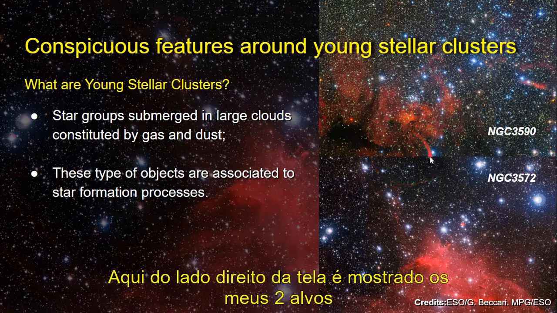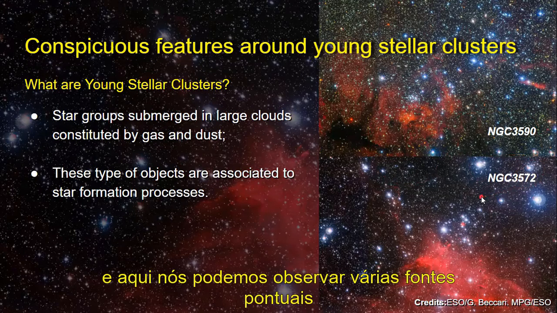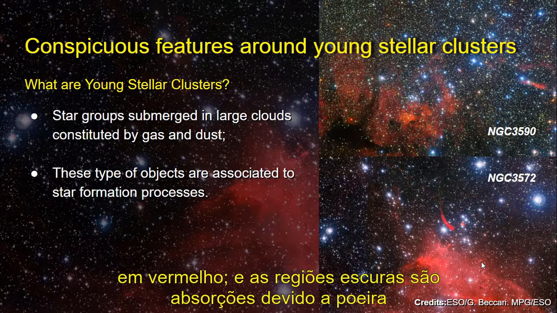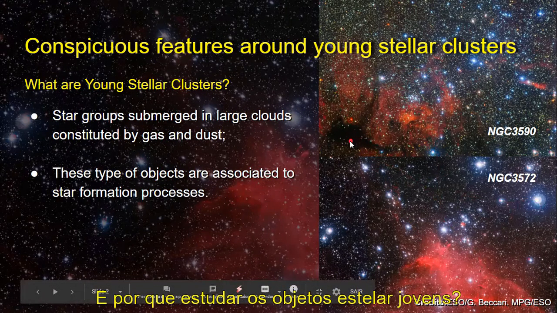Here on the right side of the screen, it shows my two targets, NGC 3590 and NGC 3572. And here we can see a lot of punctual sources in blue that are the young stars, the gas emission in red, and the dark zones are the dust absorption.